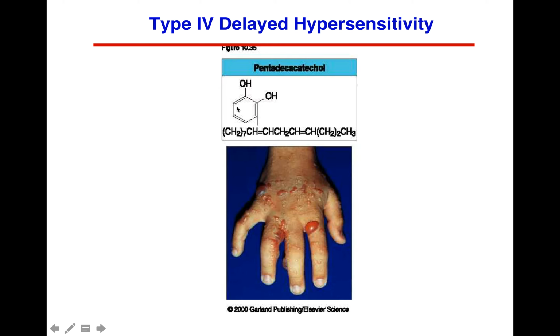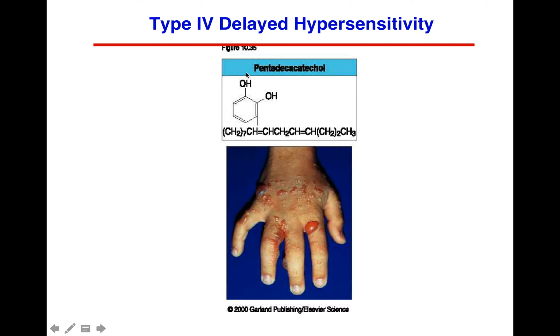And you can see here, it can be quite dramatic. This is pentadecylcatechol, which is the active ingredient in poison ivy. And you can see here, it's basically a long chain, almost like a lipid, which has several points of unsaturation. This makes it very, very lipid soluble, and so easy to get into skin, apply to skin.